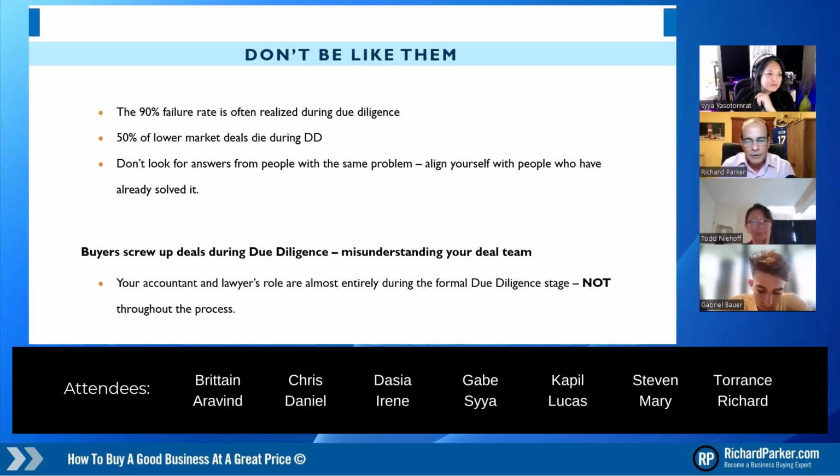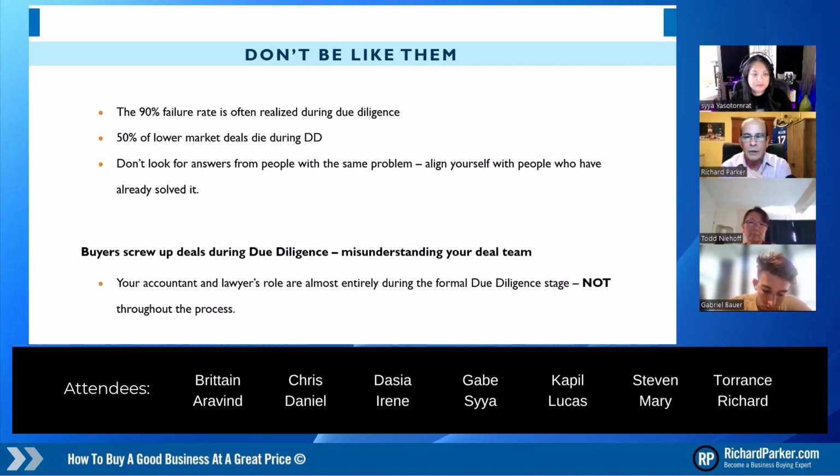So we talked about this briefly, which is this concept of the 90% failure rate of people who begin the search to buy a business and don't complete a transaction. Those numbers are actually going up. It's actually about 94% now. And that 94% failure rate is often realized during the actual due diligence process. That's when this process acts like quicksand and gets a lot of buyers to abort the process.